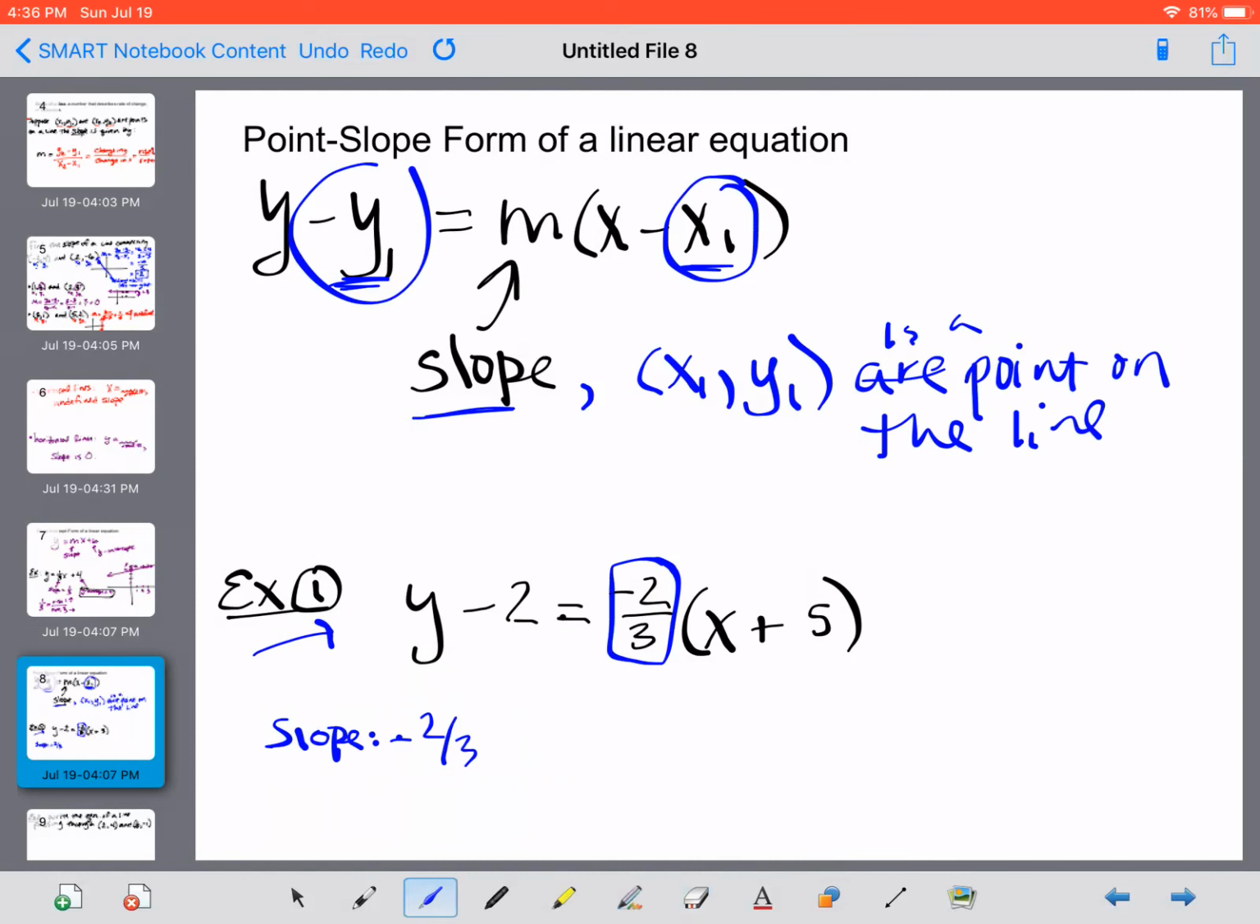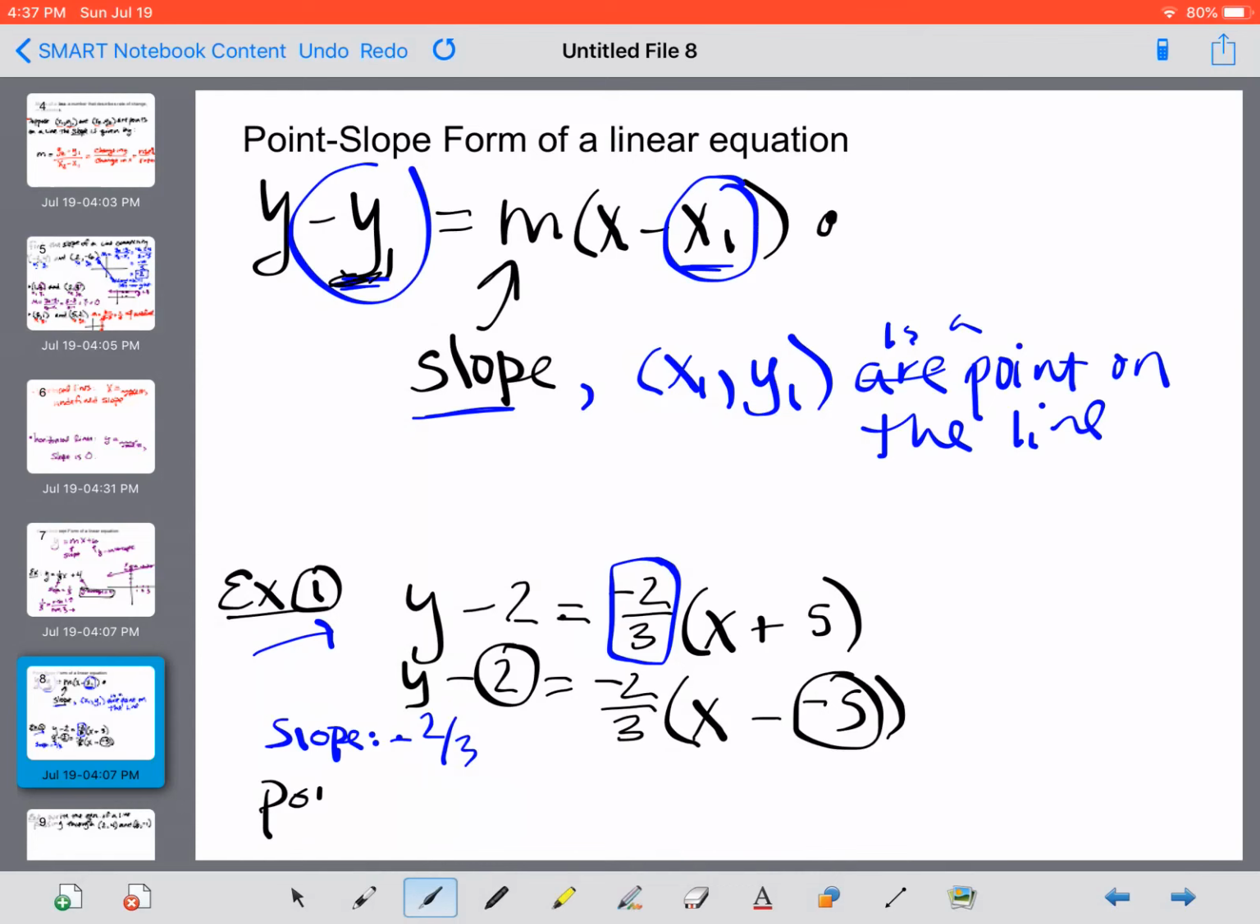Well, what we can do is go ahead and rewrite this equation. Leave that y minus 2 alone because that looks how we want it to look, as y minus a constant. We have negative 2/3 on the outside, and I'm going to rewrite the inside as x minus negative 5, just so that it matches the point-slope form that you see up here. Alright, now that it's written in this same format, now I can actually pull out that x1 term and the y1 term to get a point on the line at negative 5, 2. Okay, this is enough to graph this equation.